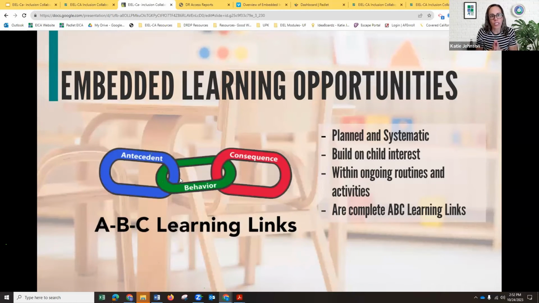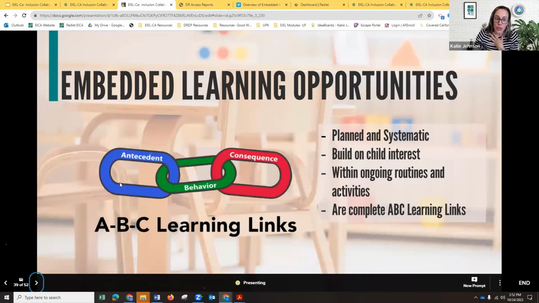So what embedded instruction tells us is that each of those opportunities should have the A, B, and C learning links, meaning there's something that we do, an antecedent, to cue the behavior. There's the behavior, something we see or hear the child do, and then there's a consequence. That's something that happens after the behavior that is going to make that behavior more likely to occur again. I'm going to give you an example on this, okay?